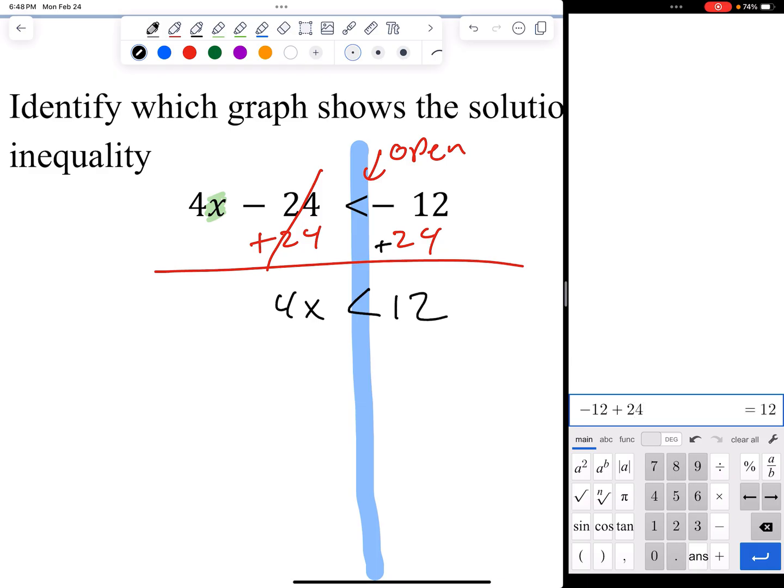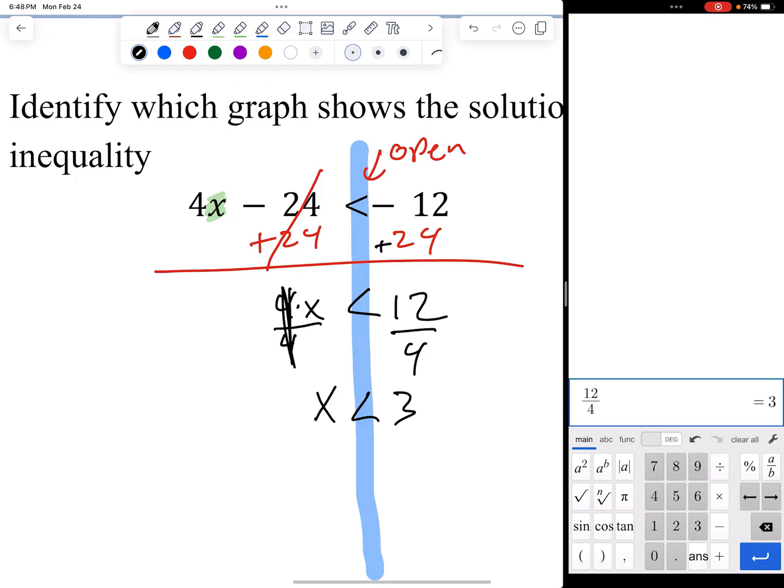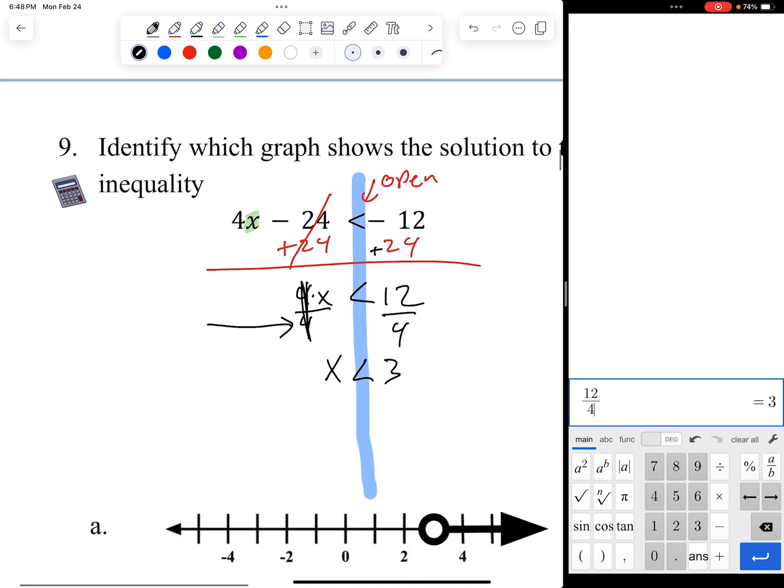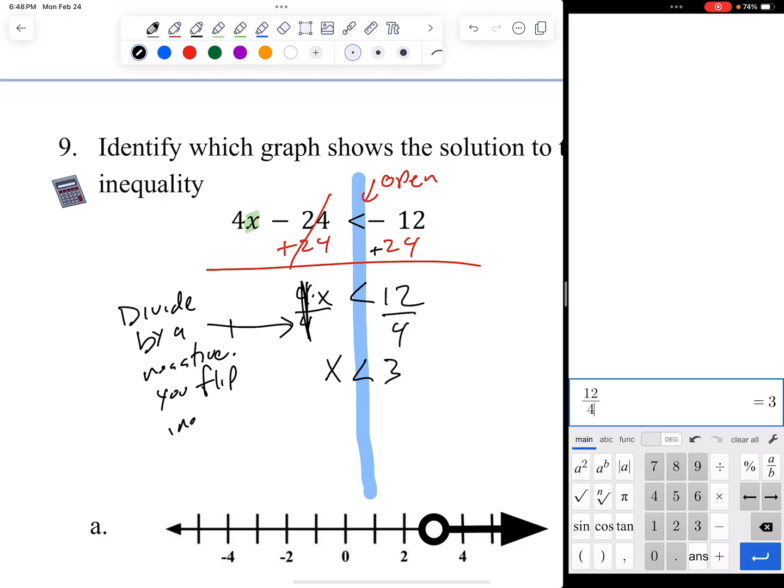What's the last step? There's a 4 times x. I'm going to divide both sides by 4. Then I get 1x is less than 12 divided by 4. Should be 3. Let me double check. And yes, it is 3. So the thing you got to be careful about, and this is for the whole page right here, all 4 problems: if you divide by a negative, remember the rule, you flip the inequality. And I say divide or multiply. That's the rule you got to remember.